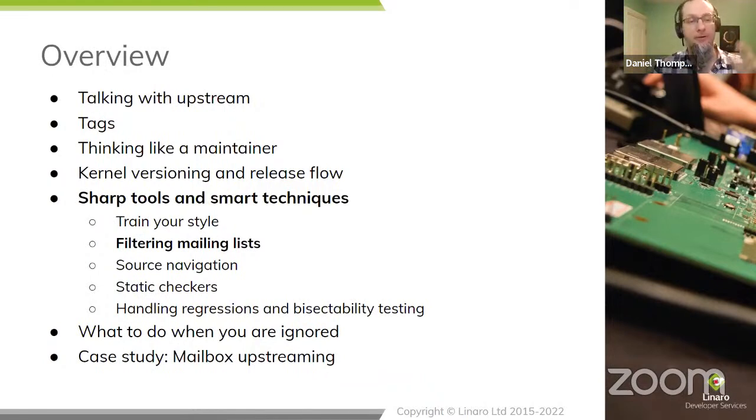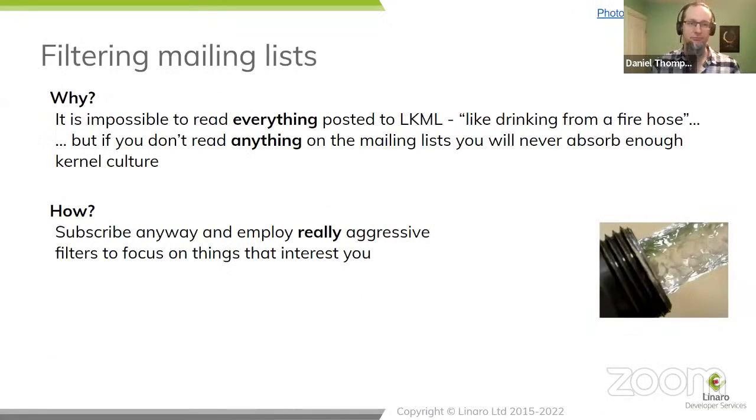So we'll move on from those tools and techniques to filtering mailing lists. The reason we filter mailing lists is ultimately because we have to. We've said that the Linux kernel development happens on mailing lists. That's what we said at the beginning.